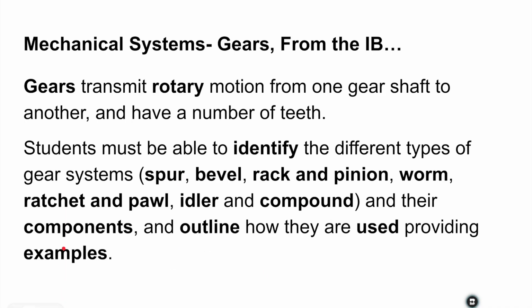From the IB, you need to understand that gears transmit rotary motion from one gear shaft to another, and they have a number of teeth. We'll talk more about that later. You need to be able to identify the different types of gear systems, so specifically spur, bevel, rack and pinion, worm, ratchet and pawl, idler, and compound gears, and their components, and understand how they are used and provide examples.